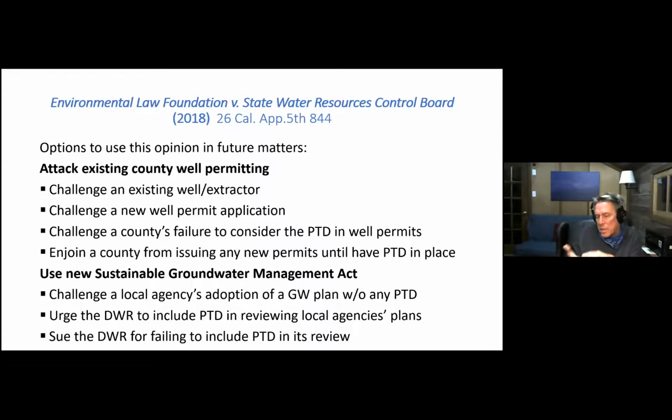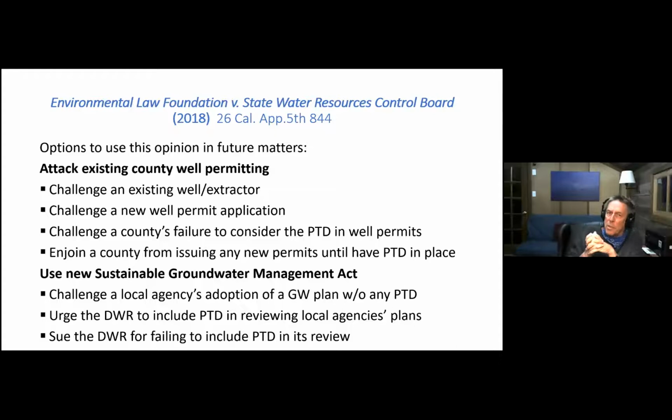And then the last is if we really want to get their attention, you go in and you enjoin the county from issuing any new permits until they have a public trust regulatory plan in place for issuing permits. And we'll reserve that for the most uncooperative sorts of counties, which will be most of them.